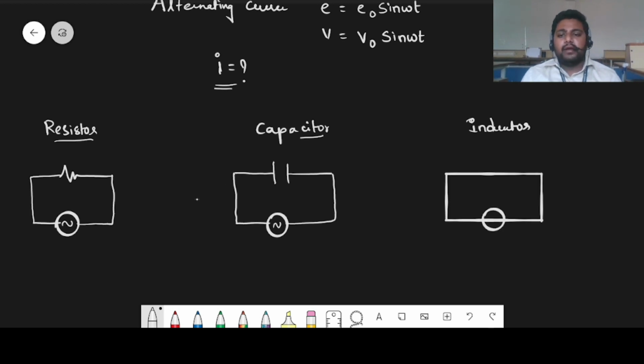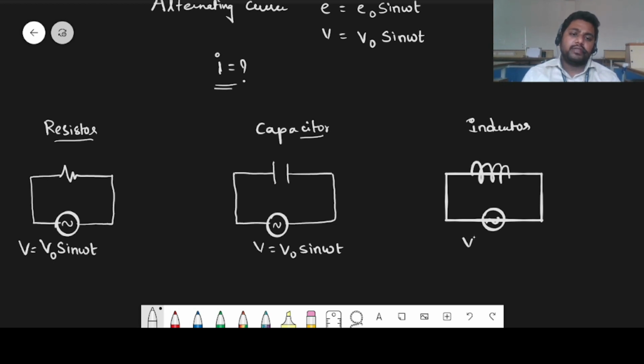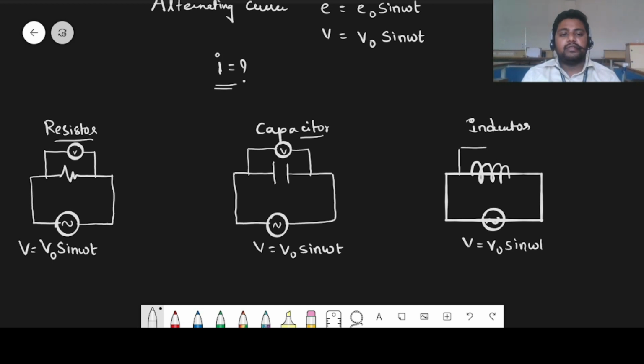Now the EMF that is going to be produced is V equals V naught sine omega t. Here also, the same, V equals V naught sine omega t. The V you are going to produce here is also going to be the same, V naught sine omega t. But here you can observe that a voltmeter can be connected. The voltmeter readings of resistance, capacitance and inductance we can understand, and the current passing through, that equation we have to write.